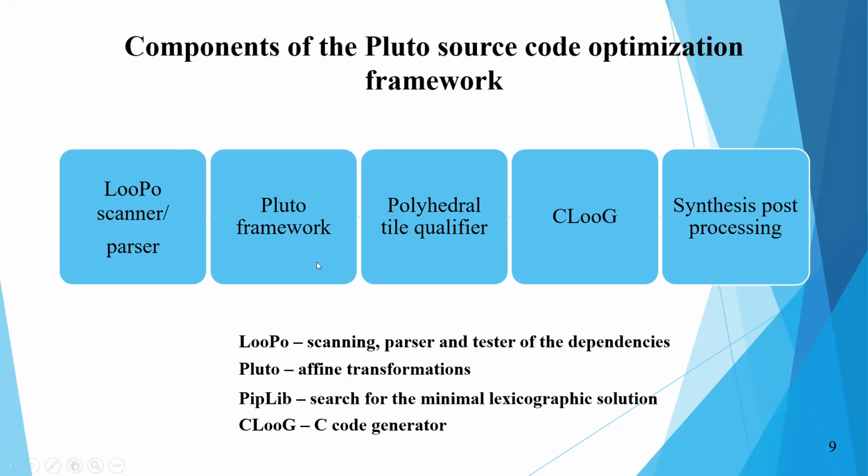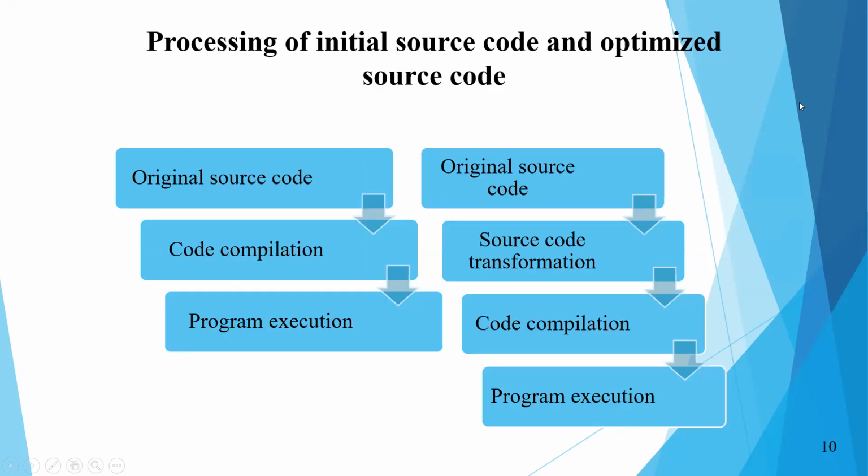So here we can see some parts of Pluto software. This is actually a framework which requires other parts to work properly. Just to let you know how it works, let's have a look at it. From the left side, we can see how regular software is used. We have some source code, we have some compilation, and we make program execution on which we can measure execution time.